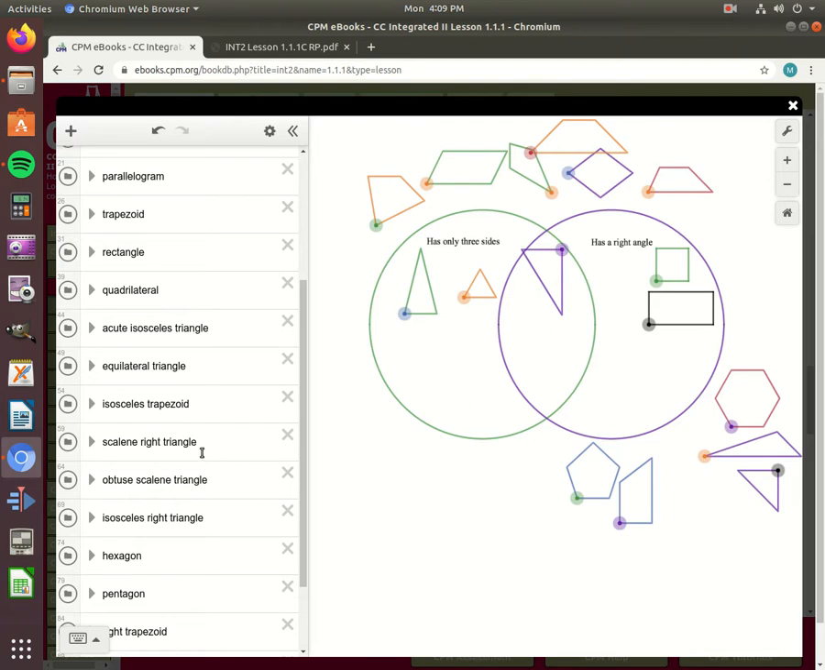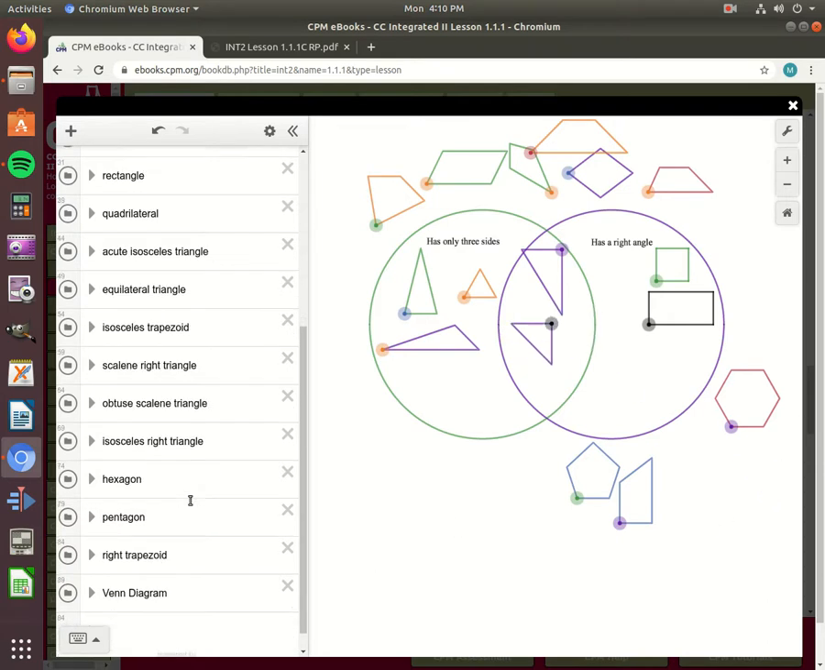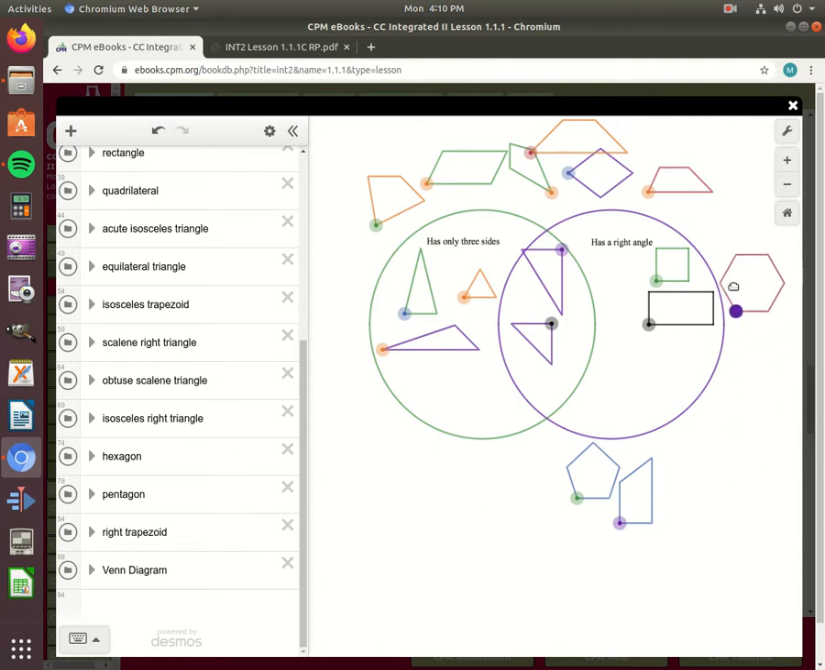An obtuse scalene triangle. We have no right angles, but we do have 3 sides. An isosceles right triangle, obviously it's going to go in the middle. It has 3 sides and a right angle. A hexagon is neither. A pentagon is neither. And a right trapezoid is, actually a right trapezoid is going to have a right angle. So we'll put that there. So that's what it would look like if we categorize those shapes with those 2 categories.